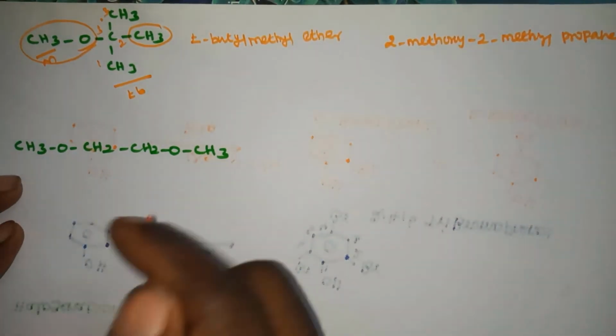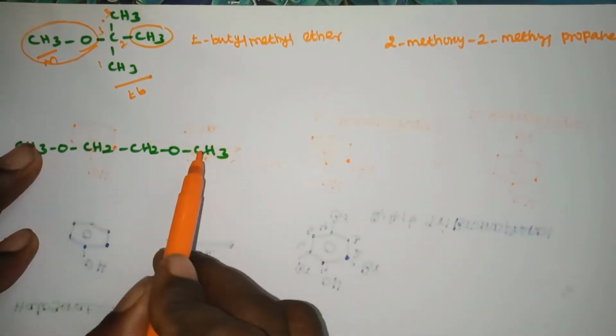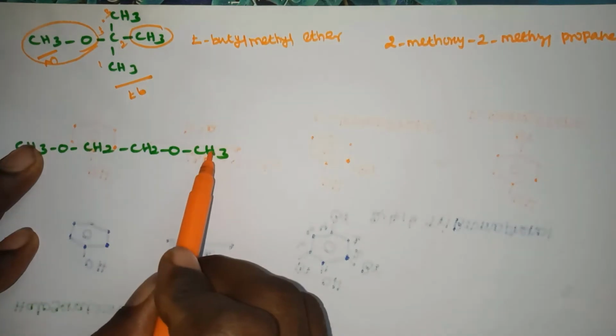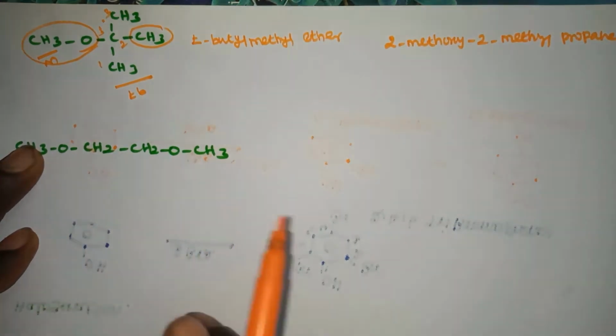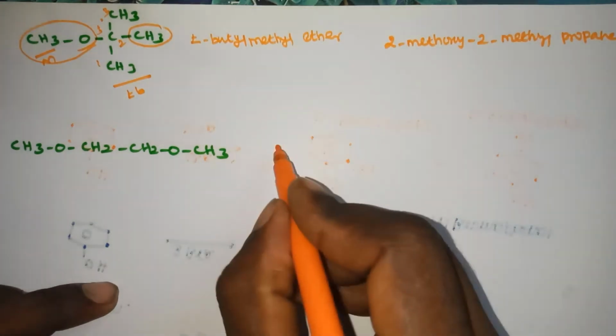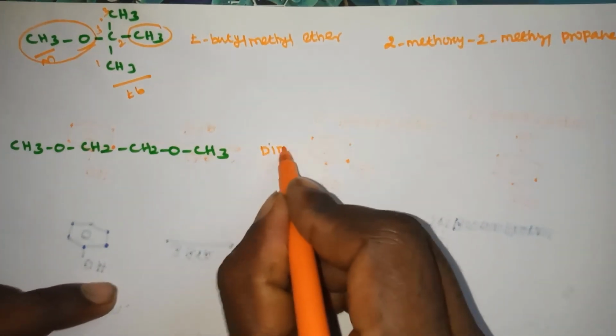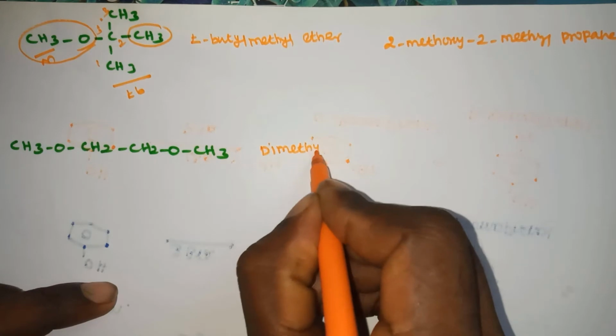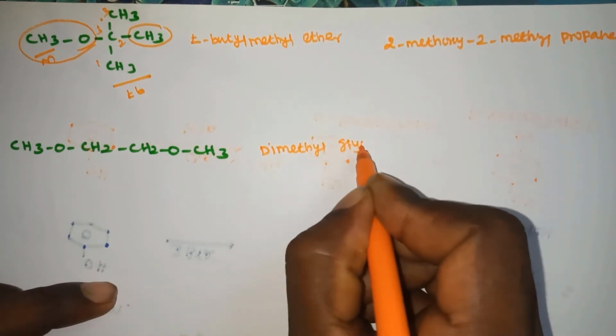Last one, the common name of this compound is, that means in glycol 2 hydrogen is replaced by 2 methyl groups. So the common name of this compound is dimethyl glycolate.